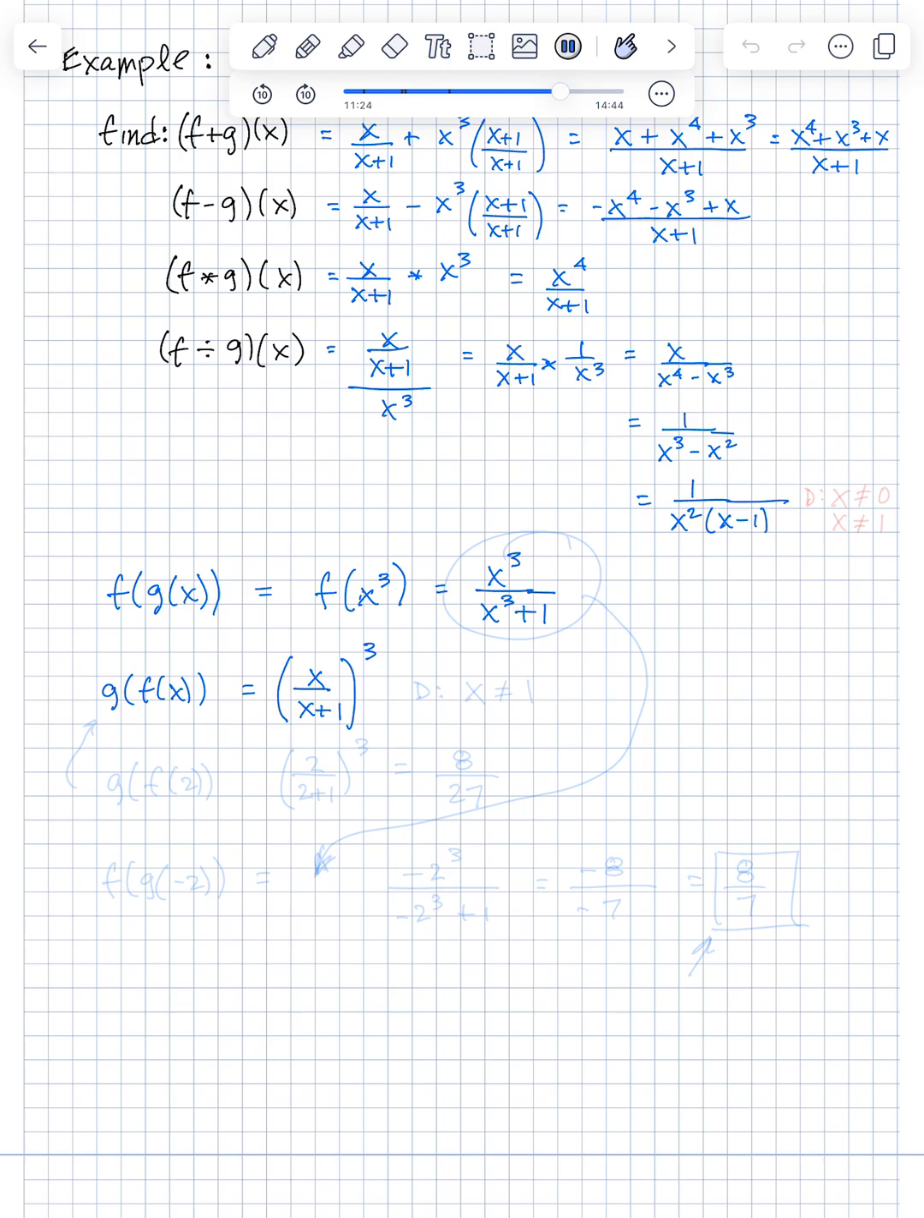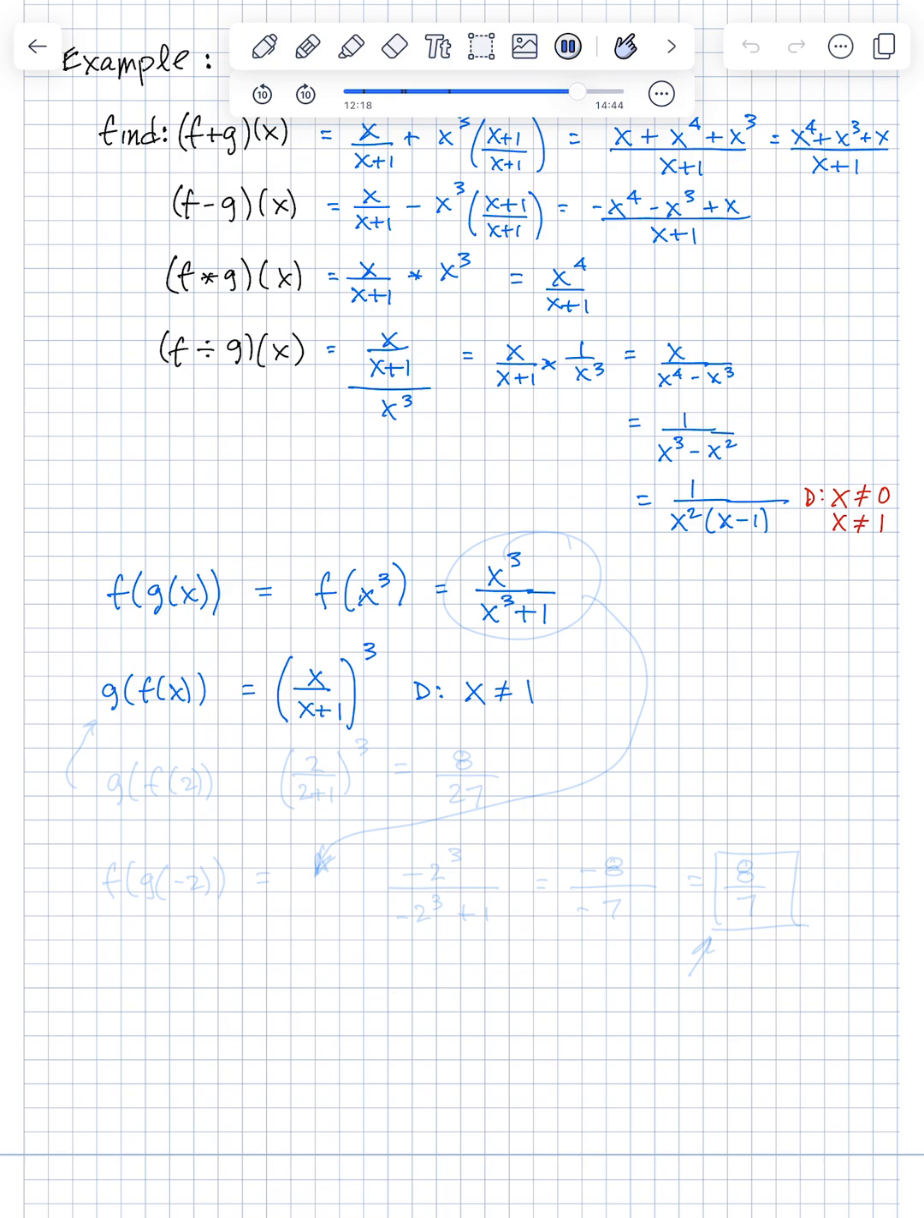Now here we have to specify a domain. X is not equal to 1. We didn't specify the domain. Let me go back. I'll do it in red. We didn't specify the domain of f divided by g. So the domain of this is x is not equal to 0 or x is not equal to 1. Okay. Got to remember to do that whenever you're dividing, when you have a g of x or something in the denominator.